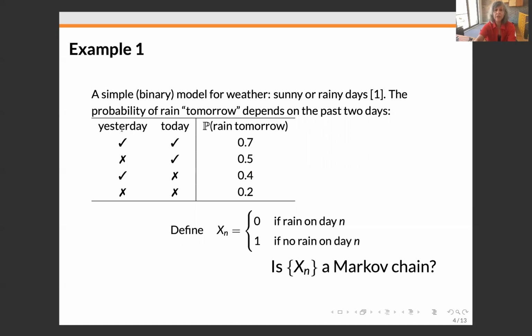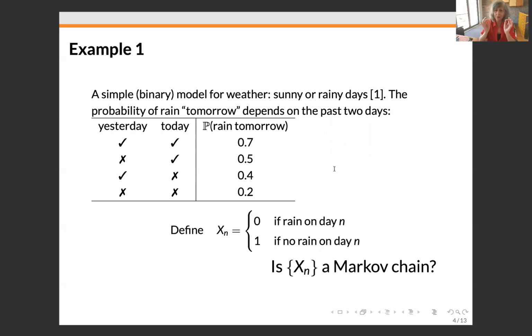So in this table, it says that if it rained yesterday and it rained today, then the probability of rain tomorrow is 0.7. If it didn't rain yesterday, but it rained today, then the probability of rain tomorrow will be 0.5, and so on. This is the way that we interpret this table.